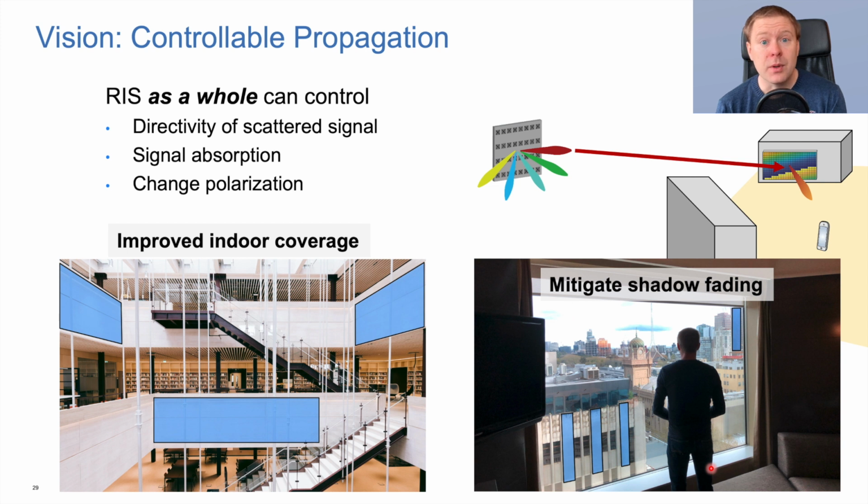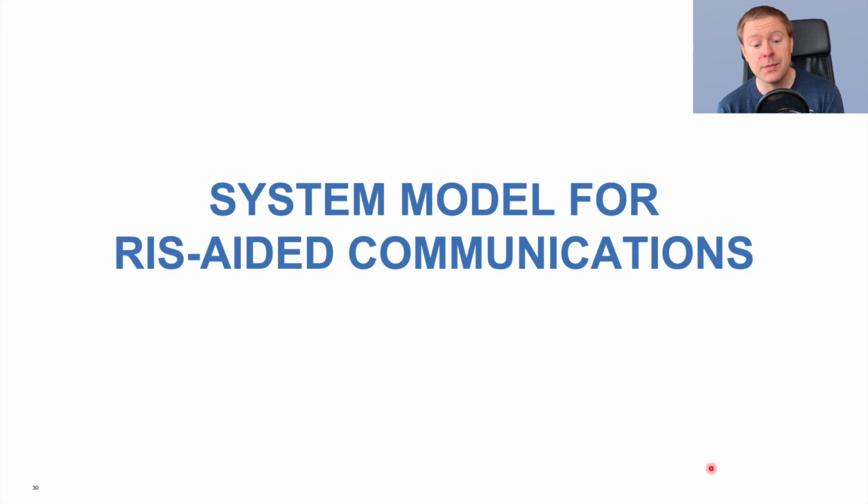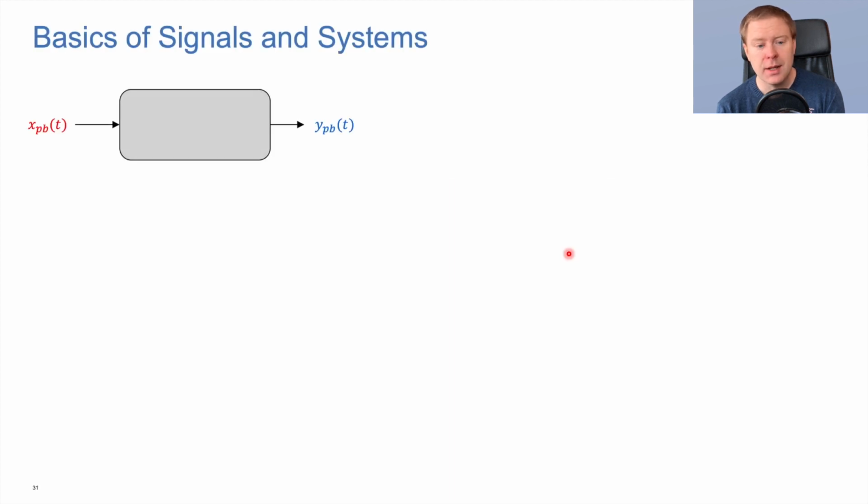And we will look deeper into the performance benefits that we can obtain from that, but first we need to develop a system model for what we call RIS-aided communications. And we start from basic signal system theory, where signals are represented in the passband as a signal I call x of t. And if we are sending a passband signal through a system, then we get the received signal y of t. PB is standing for passband here.